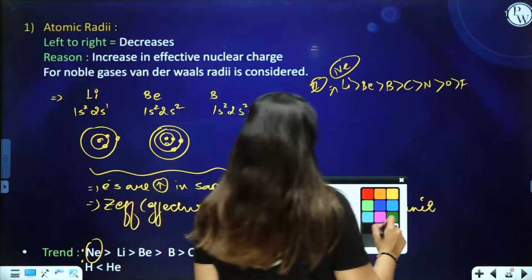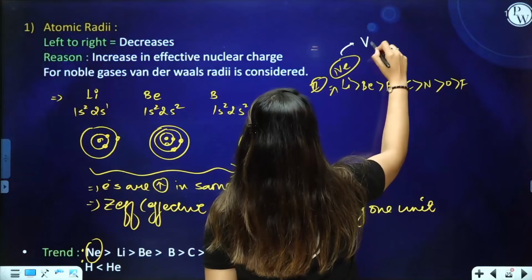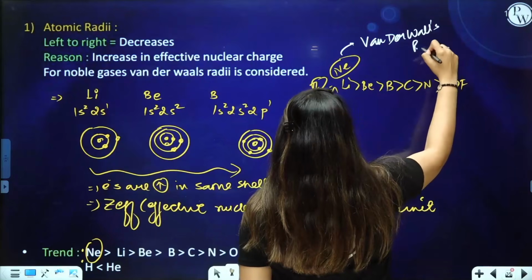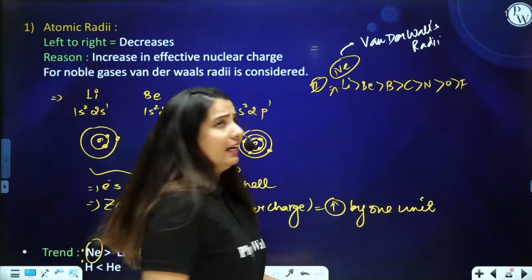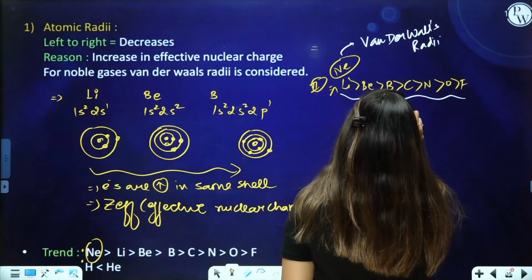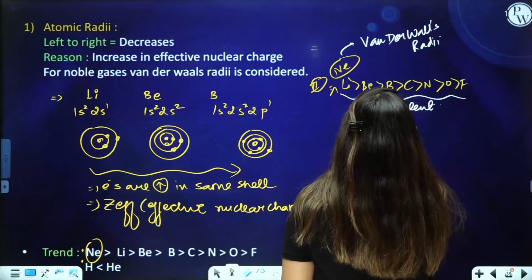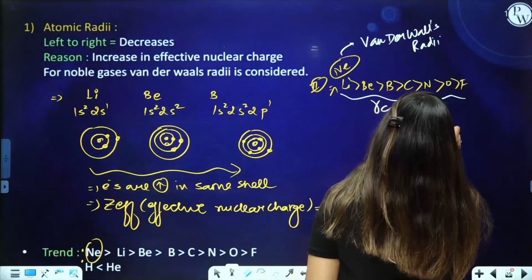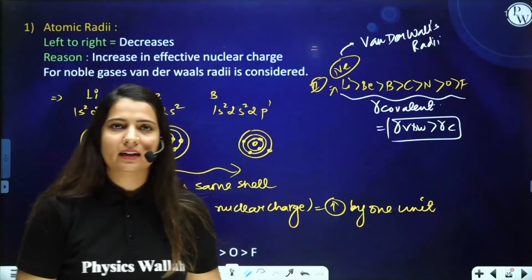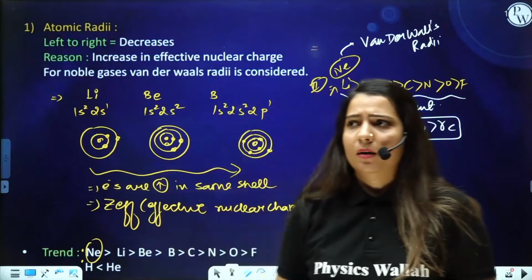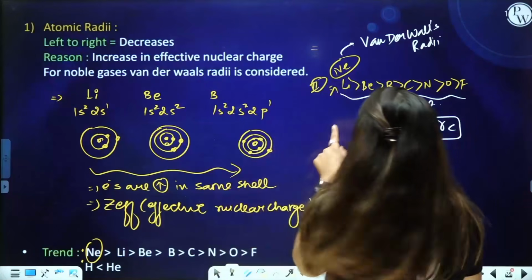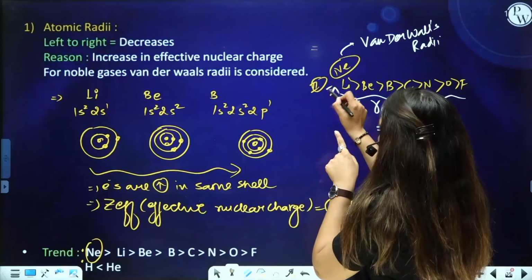Because for neon, I always consider the van der Waals radius, but in the case of the rest of the elements, I consider only the covalent radius. And you know very well that van der Waals radius is greater than the covalent radius. So there is no doubt that neon will come over here only.